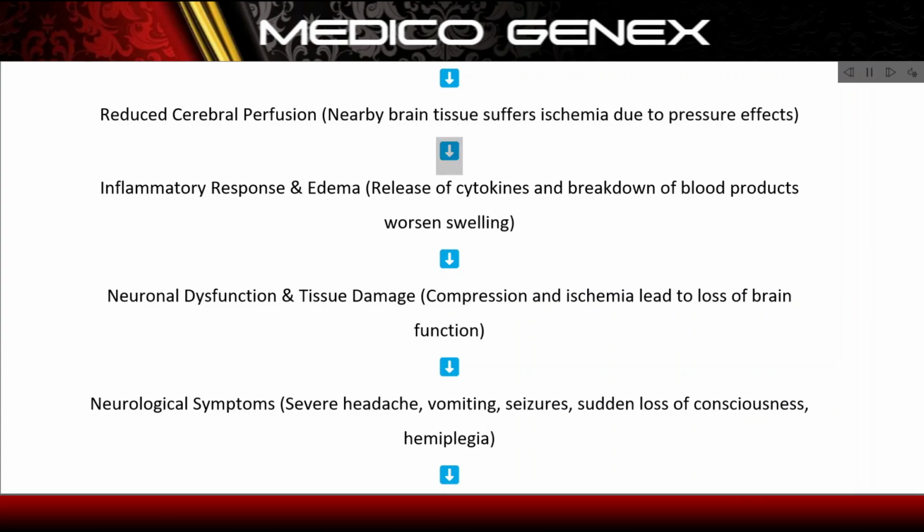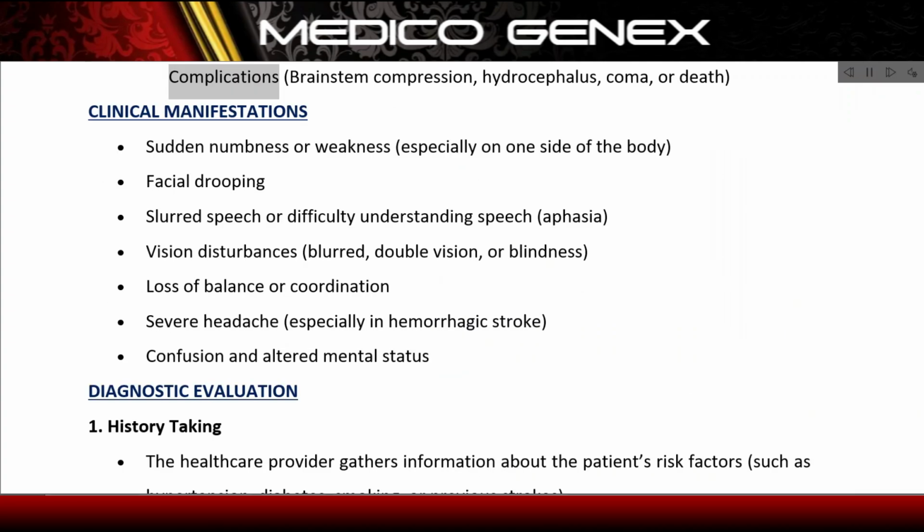Down arrow. Inflammatory response and edema, release of cytokines and breakdown of blood products worsen swelling. Down arrow. Neuronal dysfunction and tissue damage, compression and ischemia lead to loss of brain function. Down arrow. Neurological symptoms, severe headache, vomiting, seizures, sudden loss of consciousness, hemiplegia. Down arrow. Complications, brainstem compression, hydrocephalus, coma, or death.